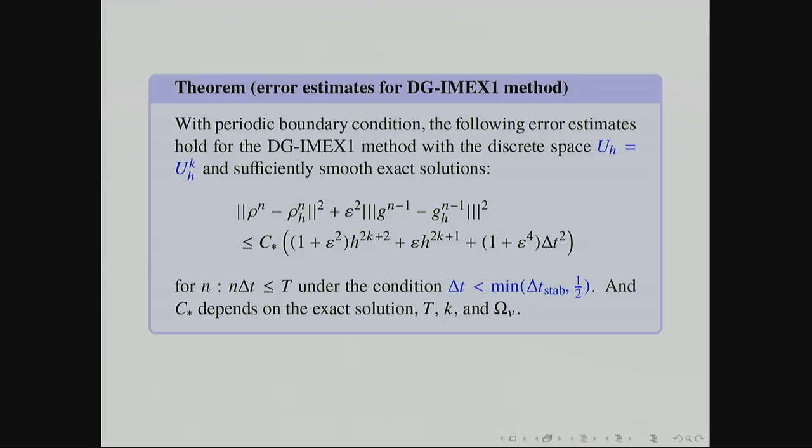With that, you can combine some standard techniques and get error analysis. You get first order in time and high order in space, namely k plus 1/2 order. That's this term in space. And surely, if epsilon is small, you can probably get the 1/2 order back.